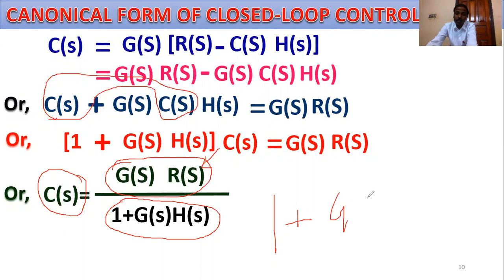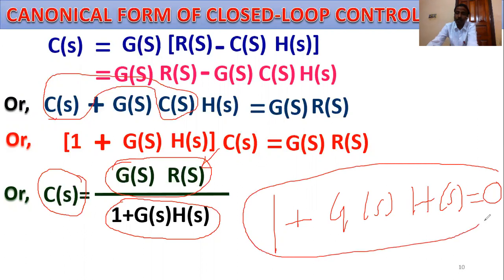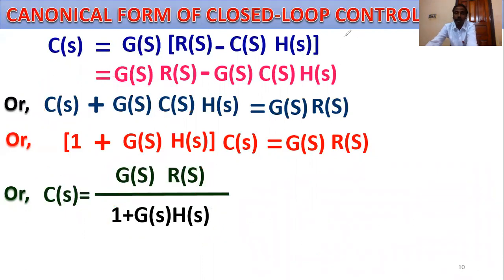1 plus G(s) into H(s) equals 0 is called the characteristic equation of the system. This characteristic equation gives the system stability, because if all the roots or all the poles of the system are on the left hand side of the s-plane, then the system will be stable. This is very important, because this equation is called the characteristic equation if this equals 0.